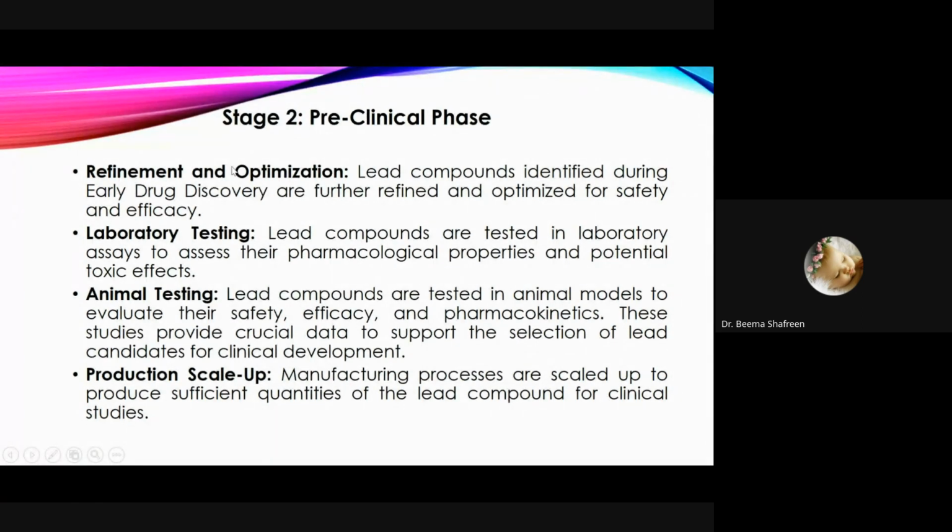The compounds are refined and measured for their safety as well as efficacy. Then they will be taken for laboratory testing, where the pharmacological properties will be tested, and animal testing will be carried out. In animal testing, it will be more on the pharmacokinetics effect, and finally it will be taken for production in order to scale up. This production for scaling up of the product will lead to the compounds for further clinical studies.